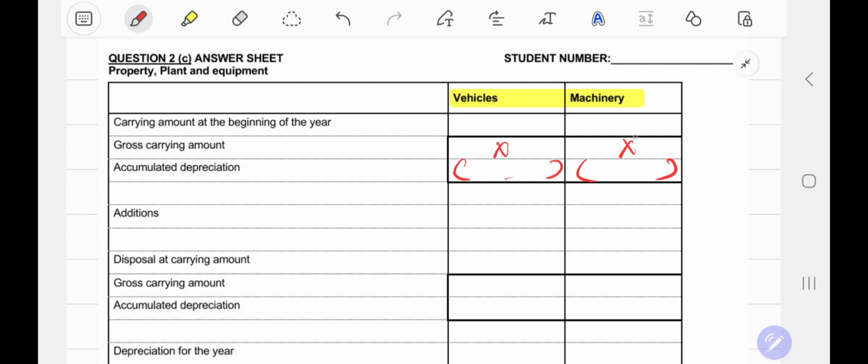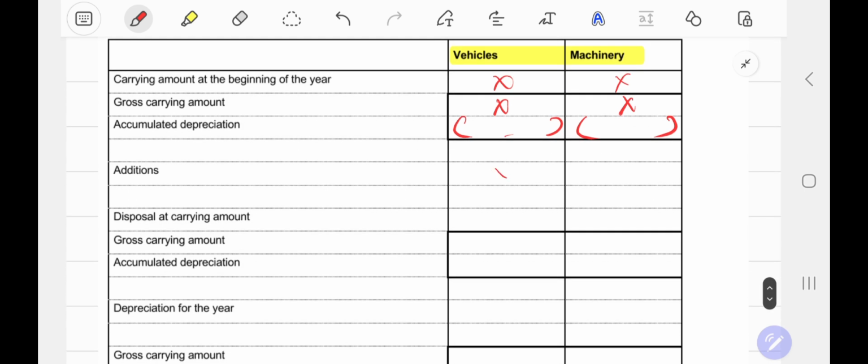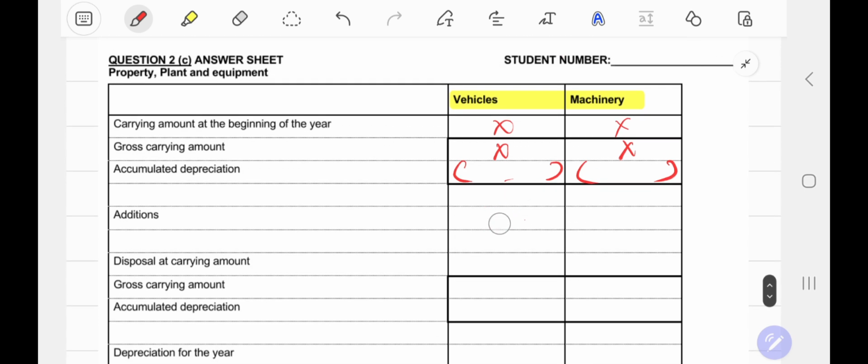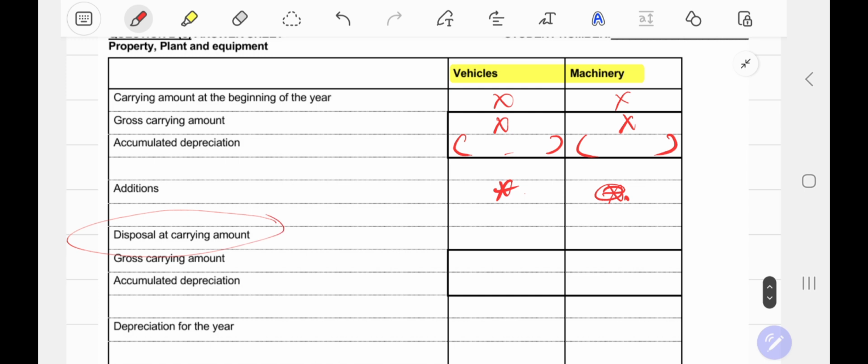So you minus that, and then you are going to get the carrying values. From there, you put on your addition. So if you bought any new, let's say vehicles, you are going to put them here. If you bought any new machinery, for an example, you are going to put it here. And then for the disposals, right? For the disposals, it's disposals at carrying value, right?